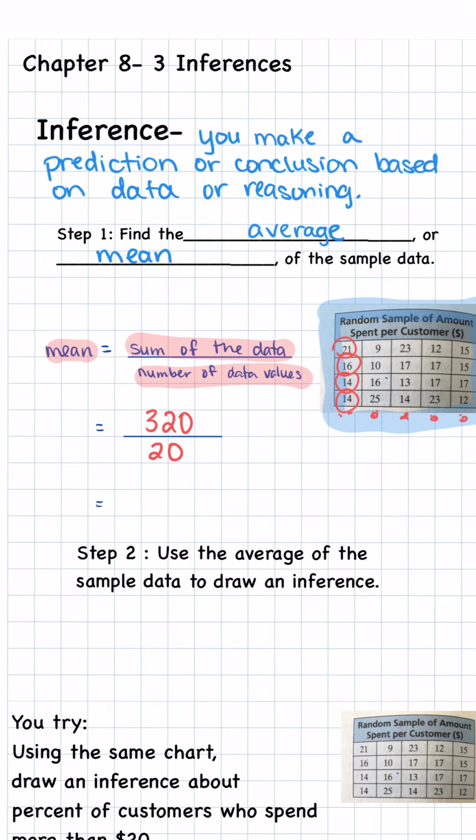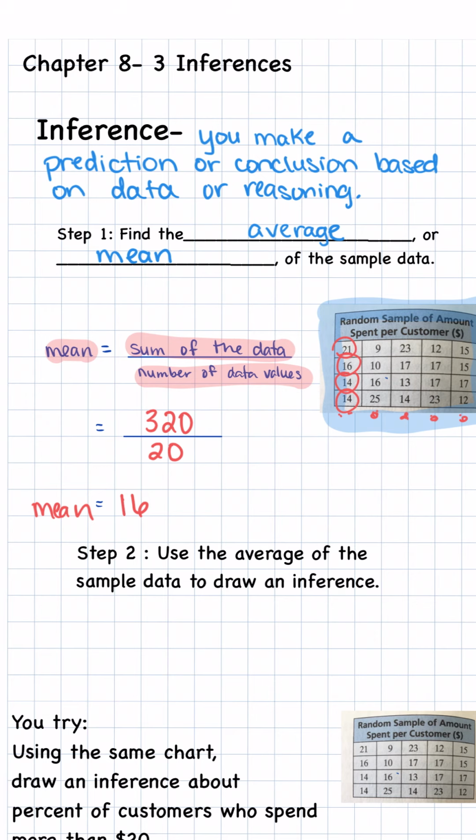When we divide those, we get 16. So therefore the mean equals 16. That's the average. The average that somebody spent at the restaurant is $16. So use the average of the sample data to draw an inference.